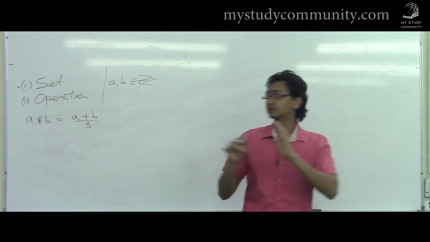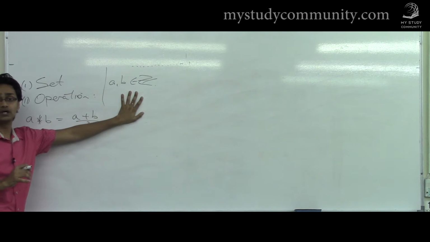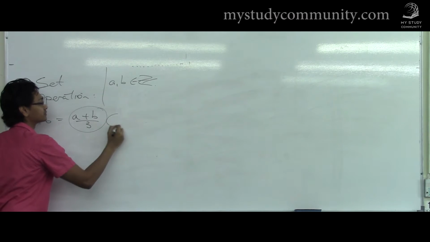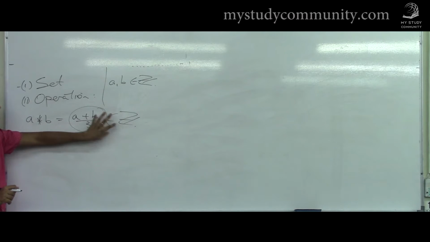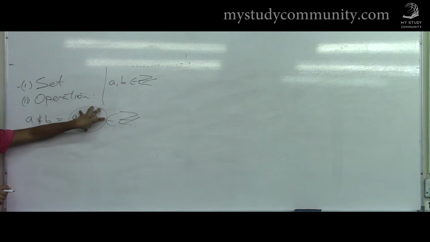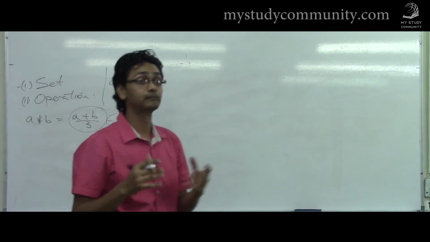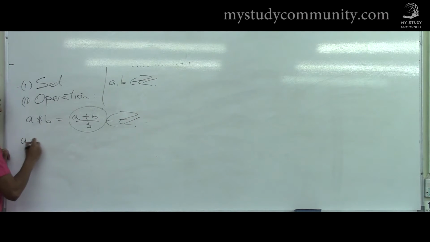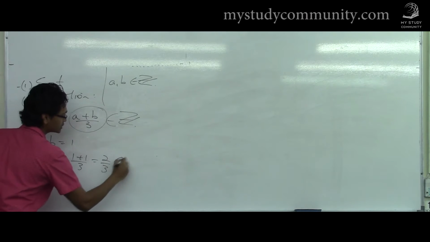That is closure. So I take elements in Z. Z has negative numbers, 0 and positive numbers. I want to ensure that my output is also in Z. Now, will this expression always be in Z? Anybody? No, right? And all we need is one counterexample. So for example, if A is 1 and B is 1, then 1 star 1 is 1 plus 1 over 3, which is 2 over 3, which is not in Z.